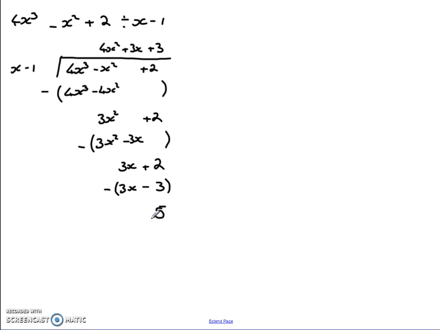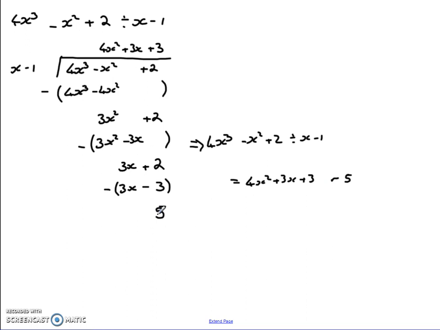So now we're at the end of our calculation. We've done all the division we can. We now just have to tell them what we've got. So what we'd say is: therefore, 4x cubed, take away x squared, plus 2, divided by x minus 1, equals, and there's our answer there, 4x squared, plus 3x, plus 3, remainder 5. This 5 here is now a remainder.